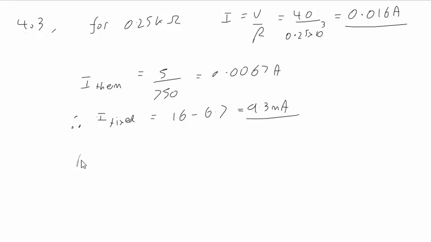Then we can find the resistance, voltage over current. It has a voltage of 5 volts and we want a current of 9.3 times 10 to the minus 3 amps, meaning we want 540 ohms. We're given the data to 2 significant figures, so we give our answer to 2 significant figures.